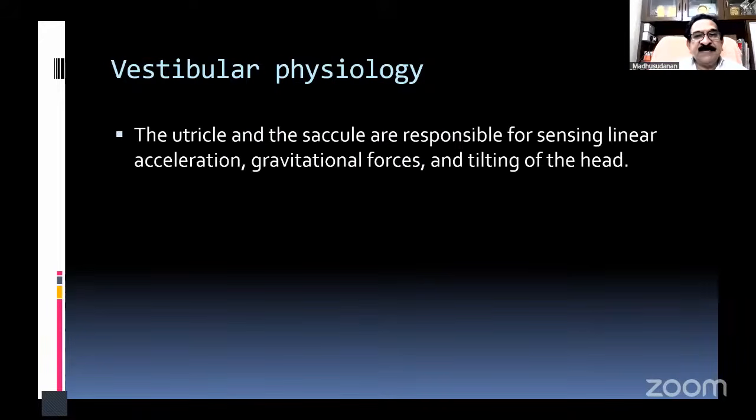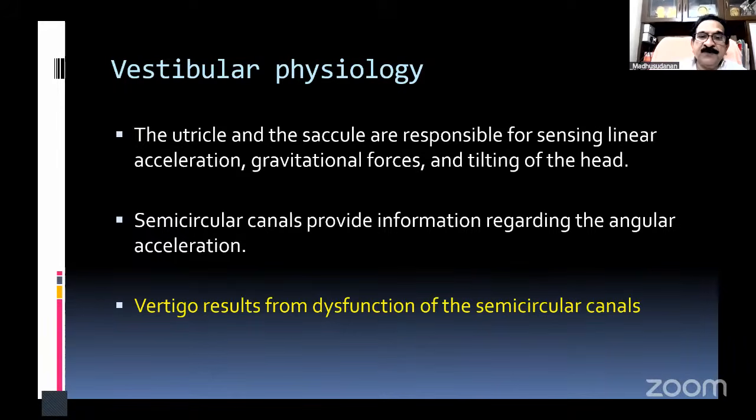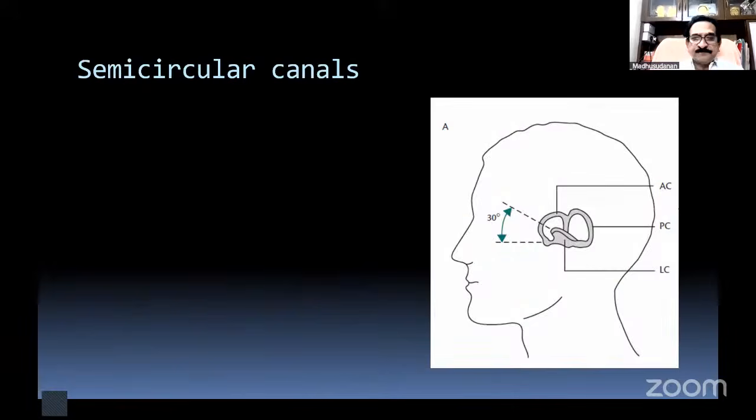The utricle and saccule are responsible for sensing linear acceleration, gravitational forces, and tilting of the head. And semicircular canals provide information regarding angular acceleration, as you all know. Vertigo results from dysfunction of the semicircular canal. So statement number one is a disorder of the semicircular canal. So we must know something about the semicircular canal. So let us go to the canal now.